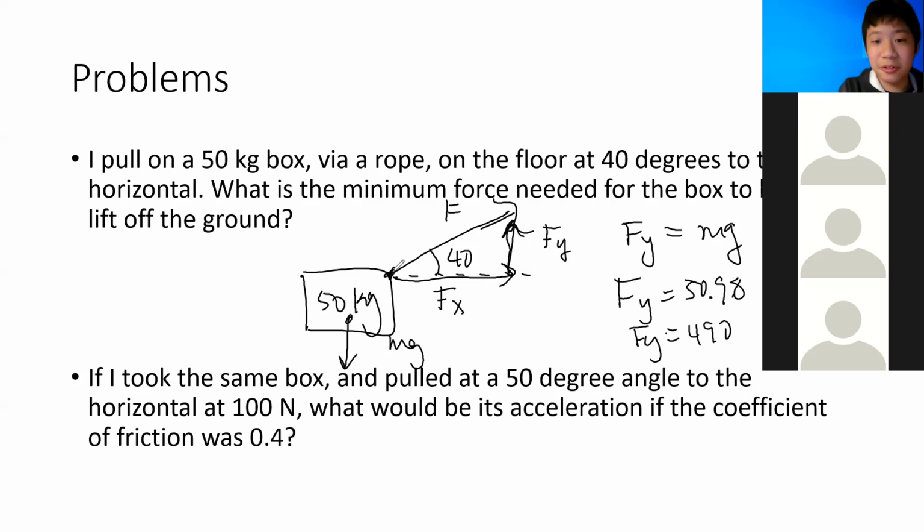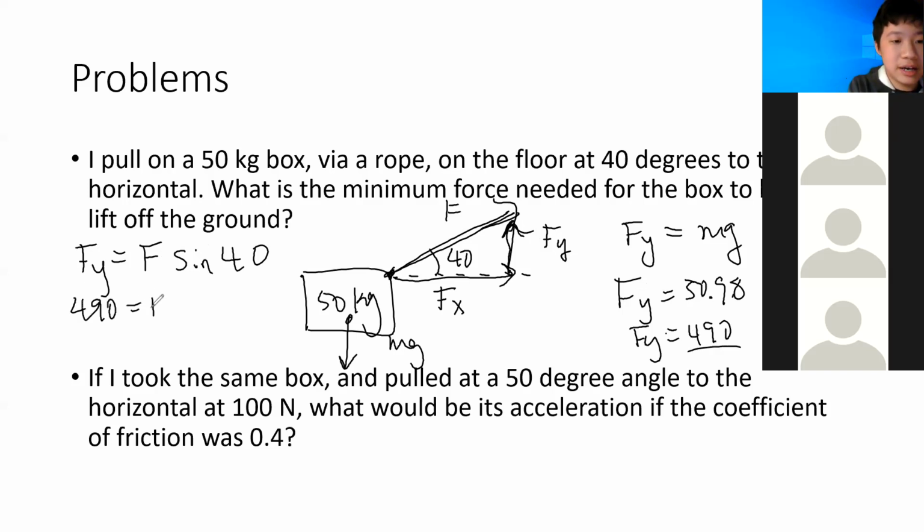So what is our actual force? If we use the angle here, Fy is the actual force times the sine of 40. If we plug this in, 490 equals F sine 40, so F equals 490 over sine 40. Doing that, we get 762.3 newtons.